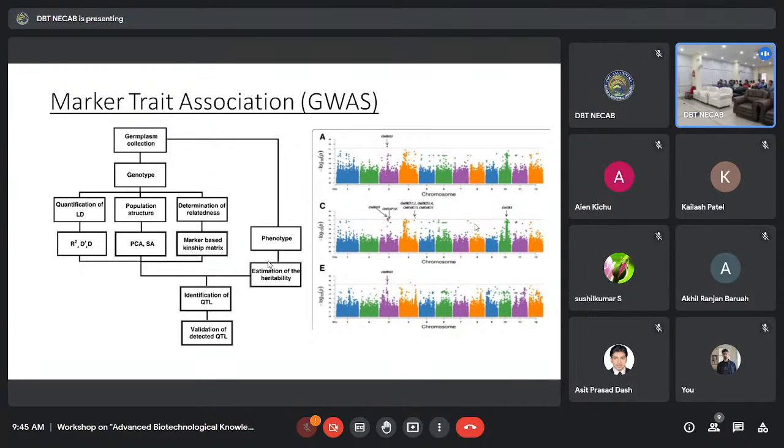Okay, that is not possible. So the next smarter way that came is marker trait association or genome-wide association studies, GWAS, in which basically linkage disequilibrium is taken as the fundamental principle. Now, do all of you have an idea what linkage is?